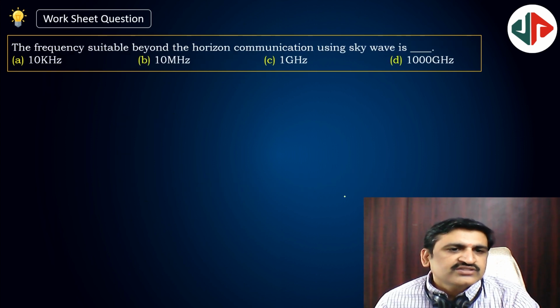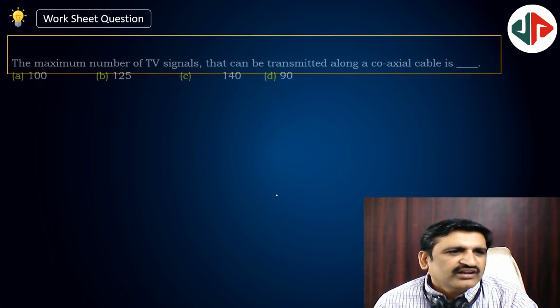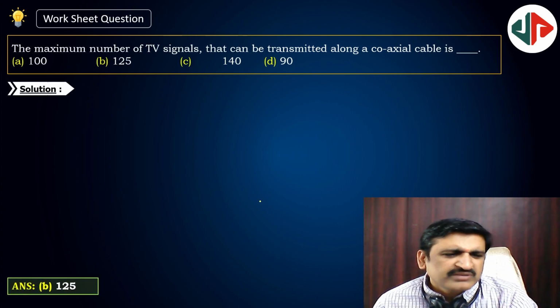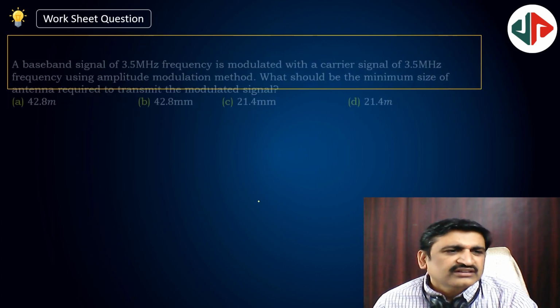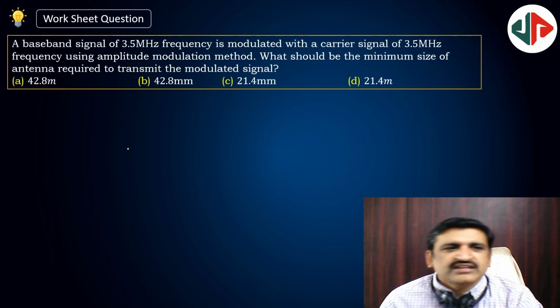The frequency suitable beyond horizontal communication is skywave, memorizable things. And then the maximum number of TV signals that can be transmitted along coaxial cable, 100, memorizable thing, 125.